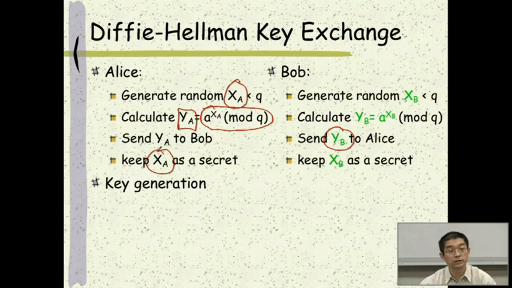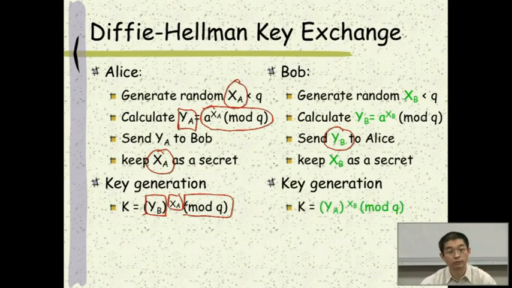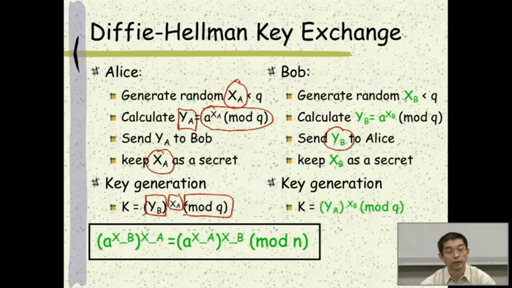Here is the key generation protocol. Alice is going to raise y sub b, which is the message coming from Bob, to the power x sub a, which is the secret she keeps for herself, and do this under the mod operation. On the other side, Bob does the same. And why does this give them the same shared key? This is the underlying math for it to be true.